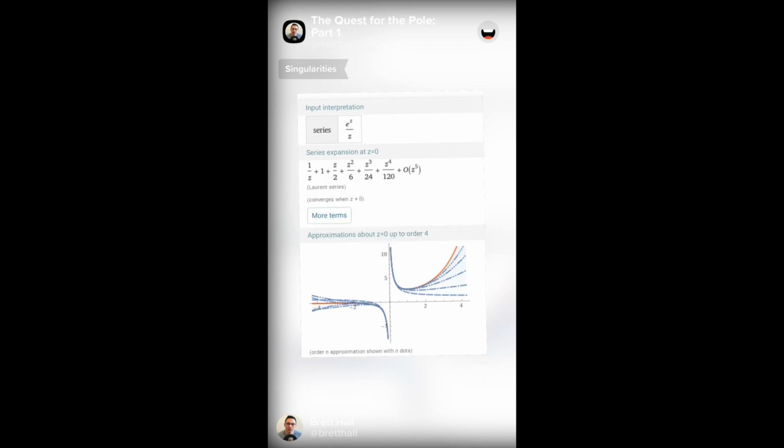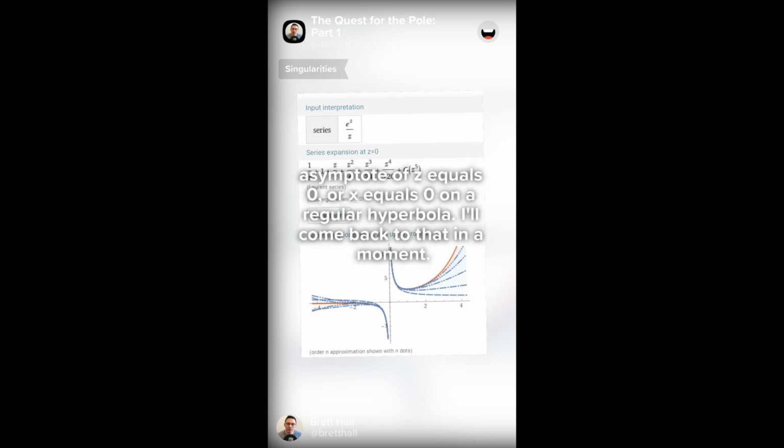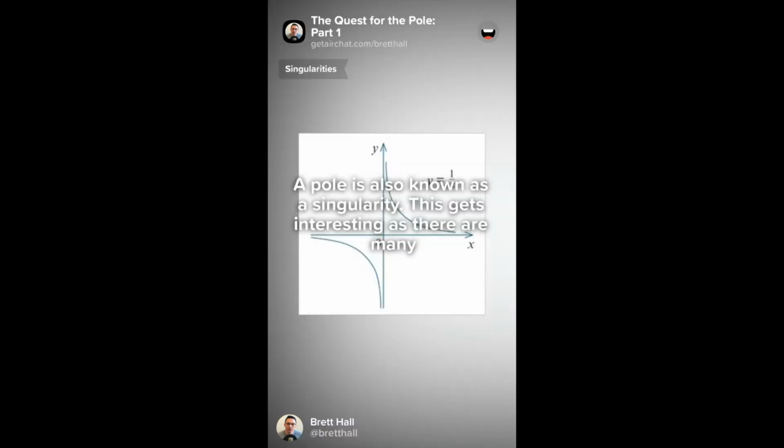Negative terms introduce the possibility of poles. This is a pole for z equals 0. For that previous term, because of the hyperbolic shape of the graph, there's an asymptote at z equals 0, or x equals 0 on a regular hyperbola. I'll come back to that in a moment. A pole is also known as a singularity. This gets interesting as there are many different kinds of mathematical singularity. Whatever the type of singularity, it's useful to know that all singularities are discontinuities.